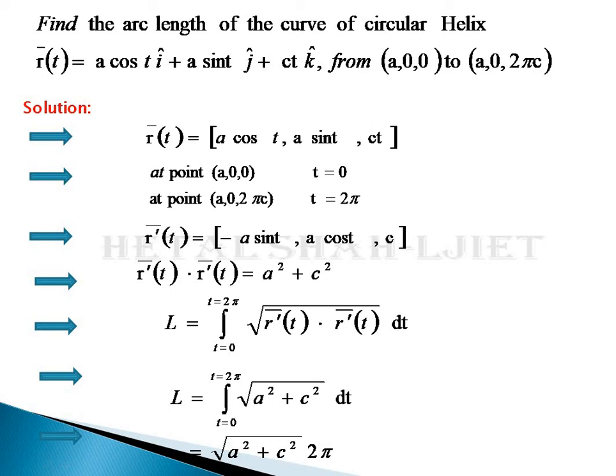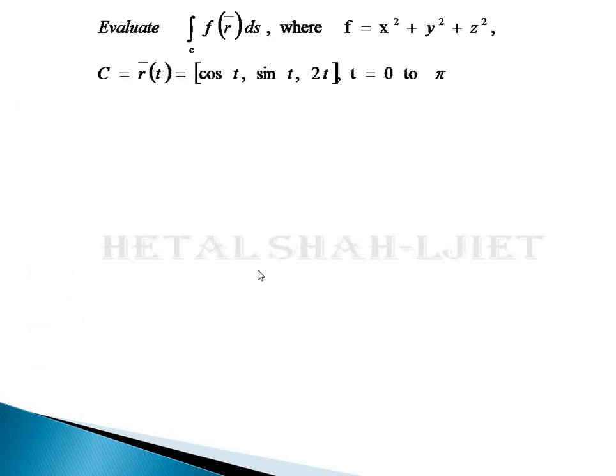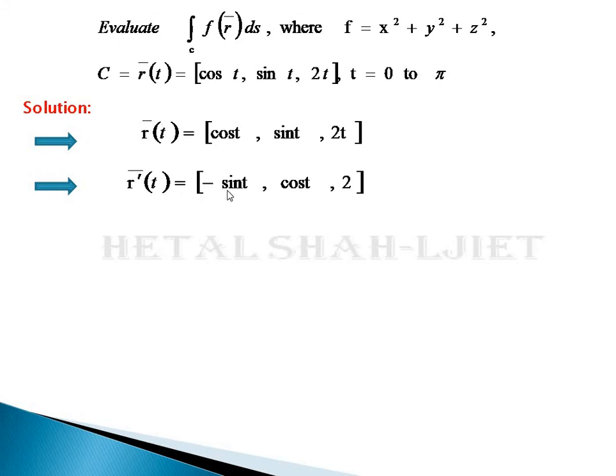Okay. Now one more example. Evaluate the integration of this f ds, where f is x square plus y square plus z square, with the position vector cos t, sin t, 2t, with the limit 0 to 2 pi. To find this integration, first we have to find the arc length. So our position vector is cos t, sin t, 2t. Now the derivative of this position vector is minus sin t, cos t, 2.